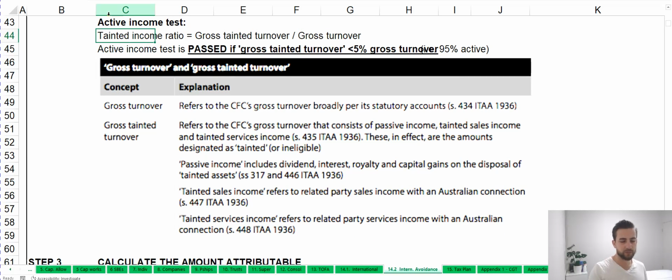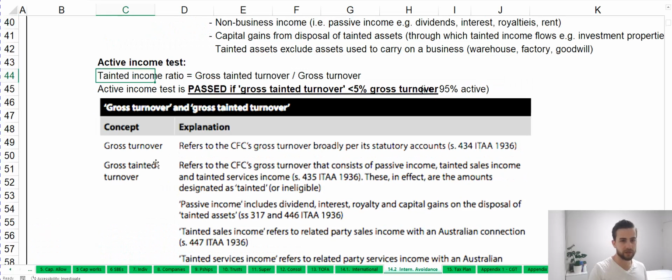So in other simple words, what this means is, what percentage of your total revenue is passive income? If it's less than 5%, you've passed the active income test. If it's greater than 5% of tainted turnover, then you have not passed it. Now, it's good if you've passed it because it means that 95% of your income is active, that you run a business 95%. So the ATO actually allows a leeway of 5%.